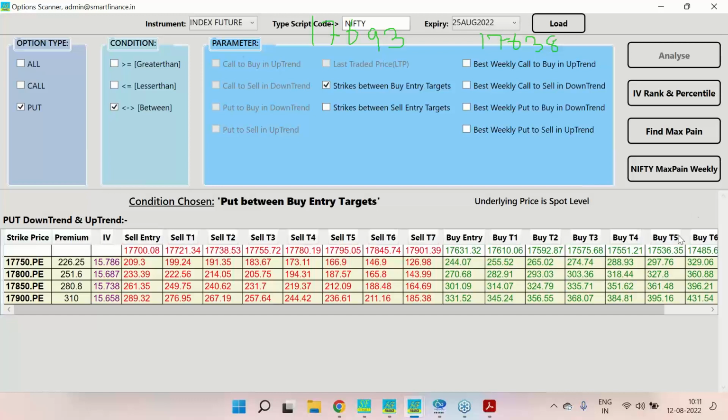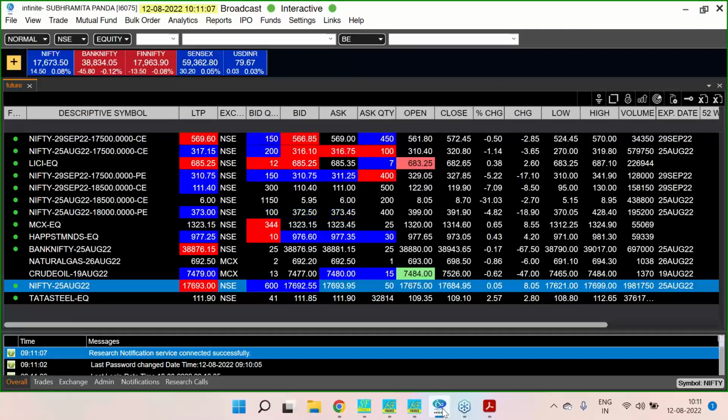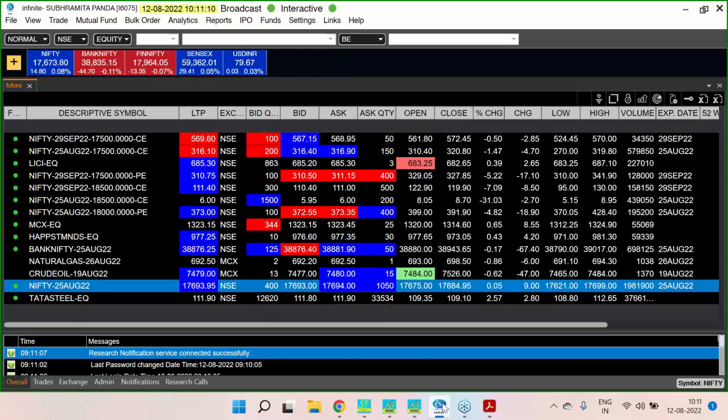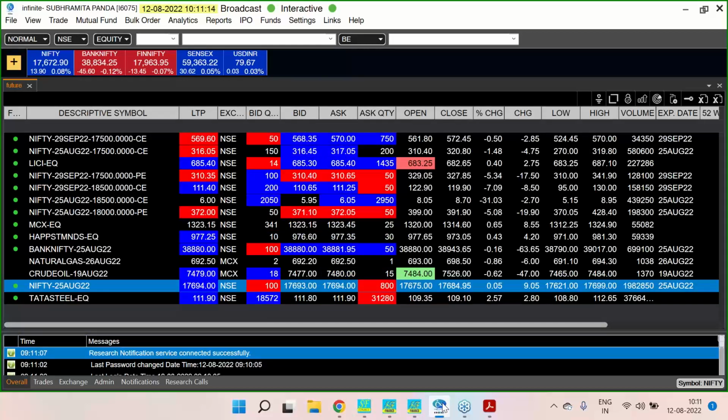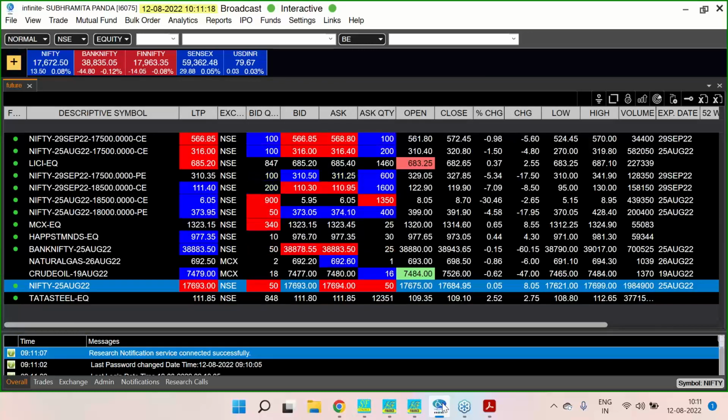So these levels are very important, because if you do not give these levels that importance, what will happen? Option trades will become a failure. You have all freedom to choose any strike of your choice, but that is not going to yield you the profit.